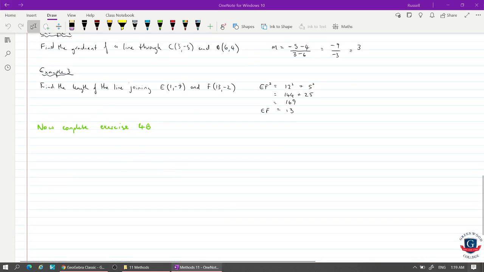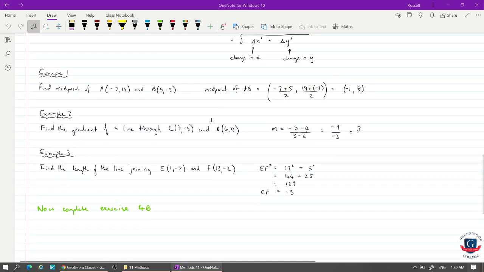Example 3, find the length between these two points. So EF squared is going to equal the change from here to here. Well, that's gone up 12, so that's where the 12 comes from. This has gone up 5, so that's where the 5 comes from. That gives us 144 plus 25, 169. Take the square root of 169, we get 13.